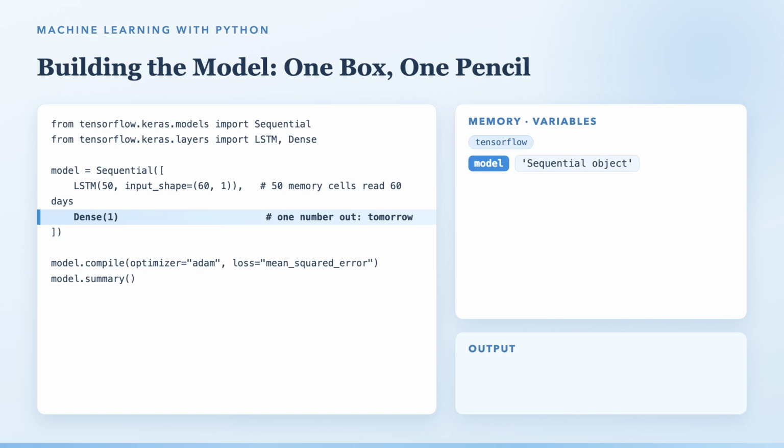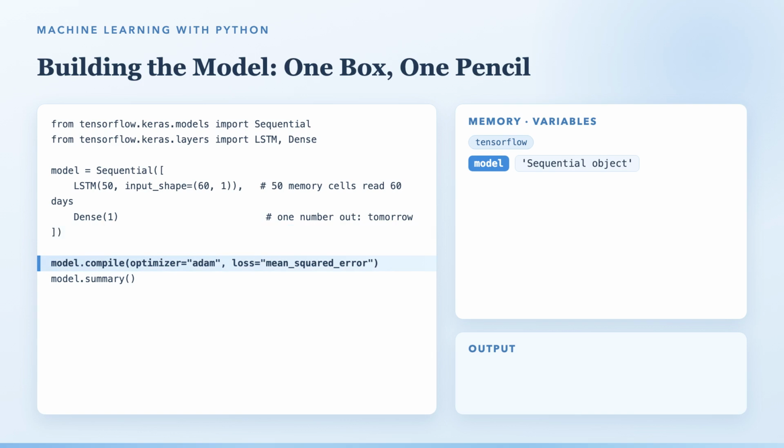First, 2 imports. Sequential from tensorflow.keras.models, and LSTM and Dense from tensorflow.keras.layers. Then model equals Sequential, a simple stack of layers. Inside, the first layer, LSTM with 50 units, and input shape 60,1. 50 memory cells, each reading 60 days of a single feature. The second layer, Dense with 1 unit, a single output number, tomorrow's price.